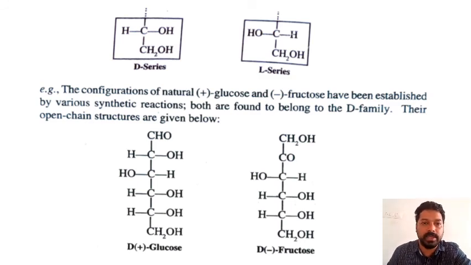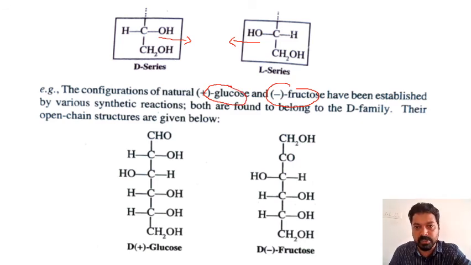Based upon this, you can have D series as well as L series. If the OH is on the right hand side, it is the D series, and if it is on the left hand side, it is the L series. Similarly, the normal glucose can be plus as well as minus. Plus is dextrose, that is glucose, and fructose is levulose, levo rotatory. Plus glucose indicates it is dextrose, and minus fructose indicates it is levo rotatory.